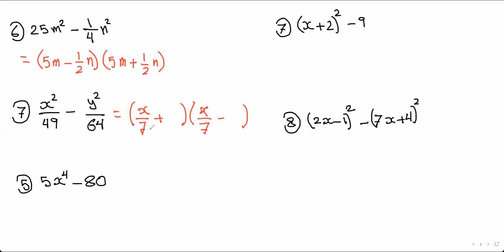And the square root of y squared is y. The square root of 64 is 8. And the 8, of course, goes on the bottom because it was on the denominator. So that is as simple as it is factoring these kinds of questions.